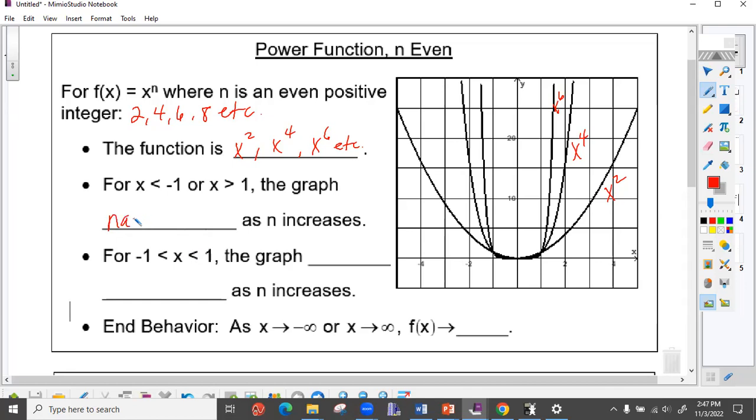The graph narrows. Don't make me vanilla. Vanilla.